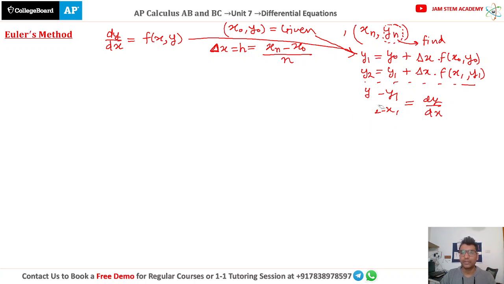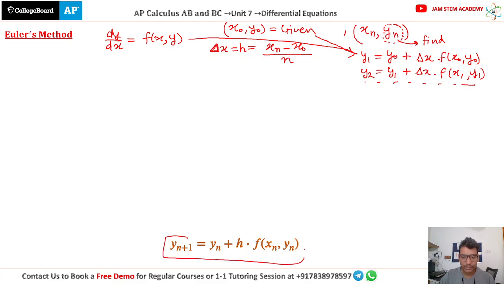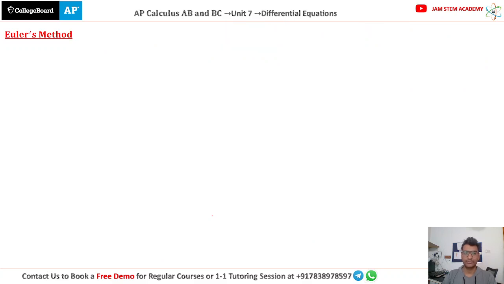So here let's write the result. The result says the y value at the n plus 1th point will be given by the previous y value, which is yn, plus h times the gradient at the previous point. Okay, the previous point we have to use. Remember this. Okay, so let's start with a question.